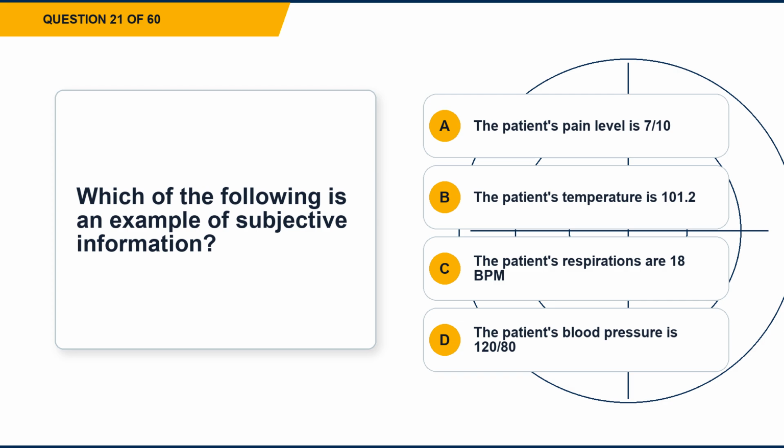The patient's pain level is 7/10. Option B. The patient's temperature is 101.2. Option C. The patient's respirations are 18 beats per minute. Option D. The patient's blood pressure is 120/80. The correct answer is option A.